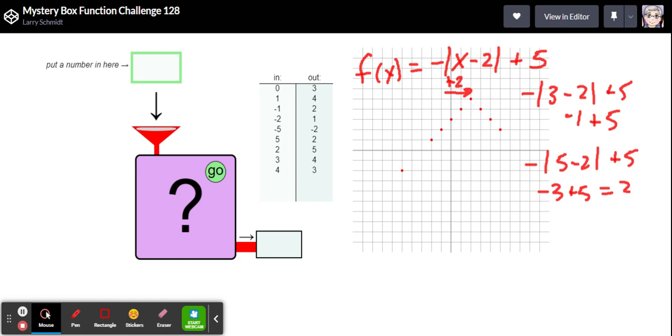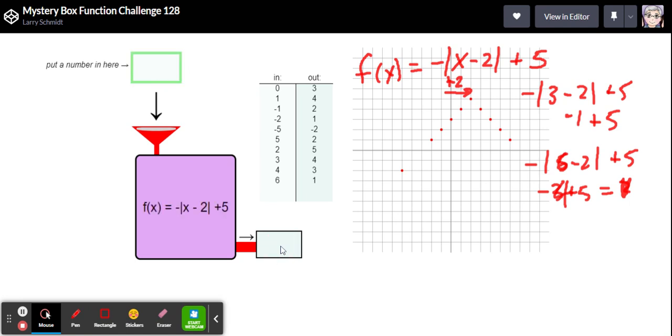Well, let's put in a 6 then and do that. So I'm going to change this to be a 6. So 6 minus 2 is 4, so this would be a 4. And negative 4 plus 5 would be 1. So if we put in a 6, we should get a 1. Let's try that. And there's our 6, 1. So I think it's pretty clear we've got this one.